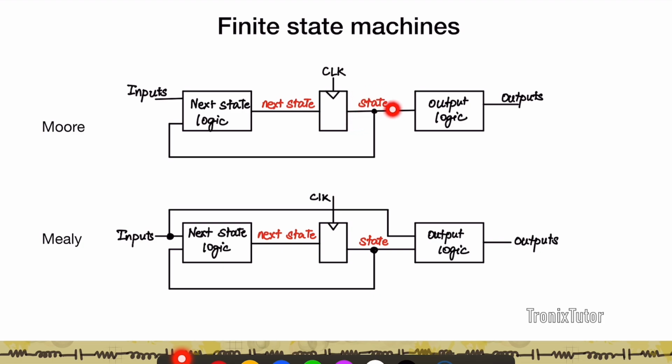In the Moore case, the state dictates what the outputs of the machine are going to be. So you have some sort of logic which converts what the state variable is into an output signal. And similarly, you have some logic here which takes in inputs and the current state, and using some logic gets it to the next state.